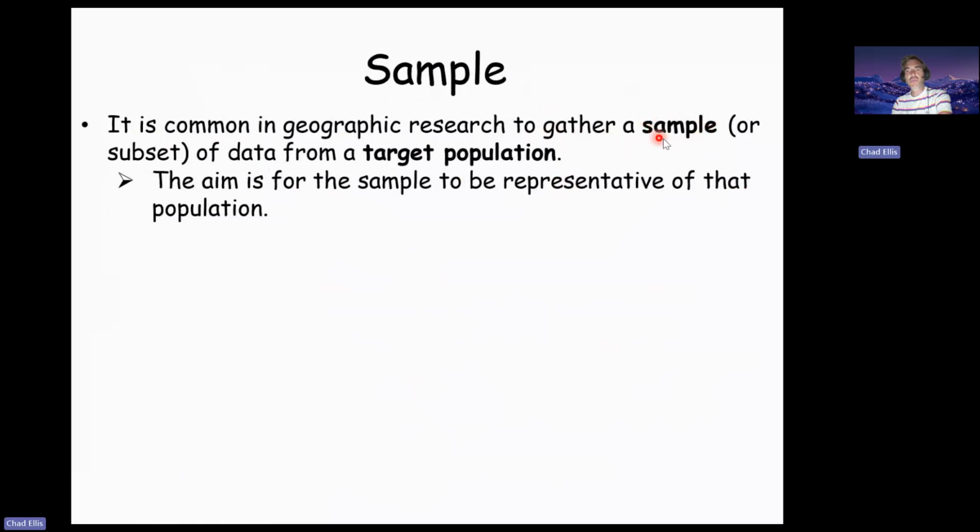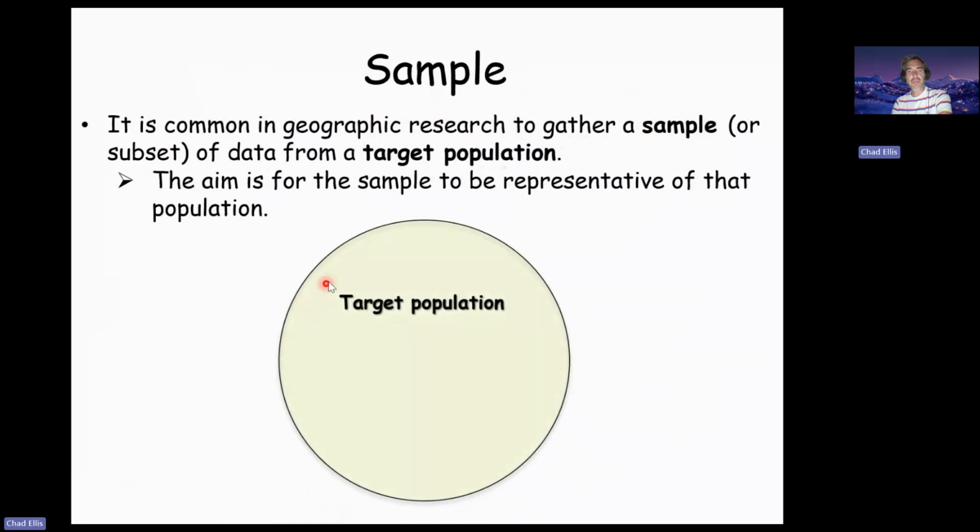Basically what we're doing is gathering a sample, and we're trying to see if we can represent what's known as the target population with our sample. So there's our target population. This is the thing that we're trying to measure, but because of logistics, time, money, we cannot go out and survey everything in this target population. So we have to rely on a small subset of measurements. This is called the sample.